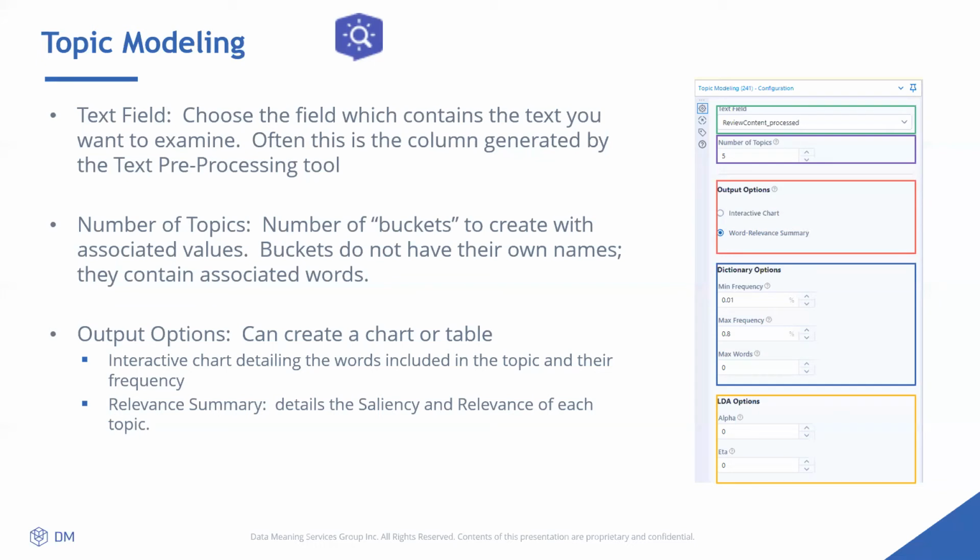All right, and then they give you two different types of outputs. We're going to look briefly at both of those: an interactive chart and also a relevance summary. All right, so those are the things we're going to be looking at there.